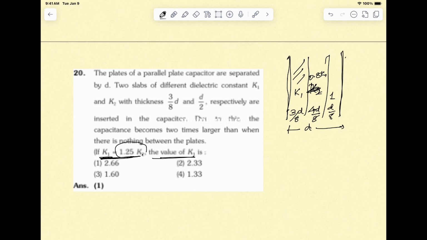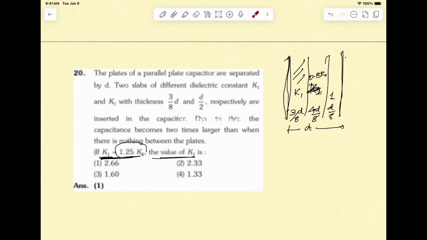Okay, now let me come back to what they want: the value of k1. They have given one piece of data: due to putting these slabs 1 and 2 and leaving the rest as air, the capacitance has gone double. Okay, due to this the capacitor becomes double. Now how I'm going to approach the problem is like this.